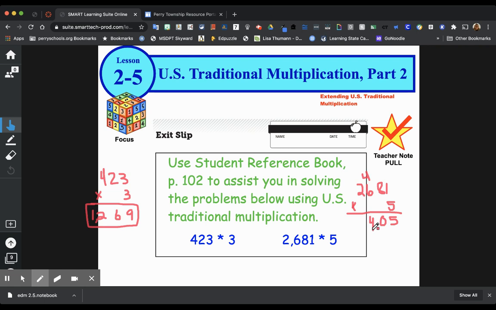5 times 6 is 30, plus that 4 is 34. So I'm going to write my 4. I'm going to carry my 3. 5 times 2 is 10, plus 3 is 13. I know that's the end of it, so I'm going to write the 13, and I see the answer is 13,405.